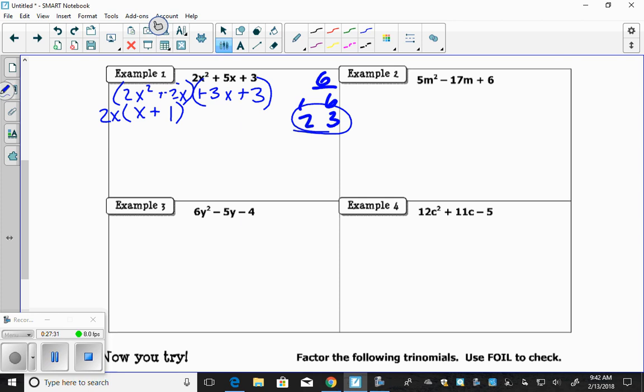What's common here? 3. So it's going to be a plus 3. What's left? Are my parentheses the same? So you rewrite x plus 1. What's left? This is my answer.